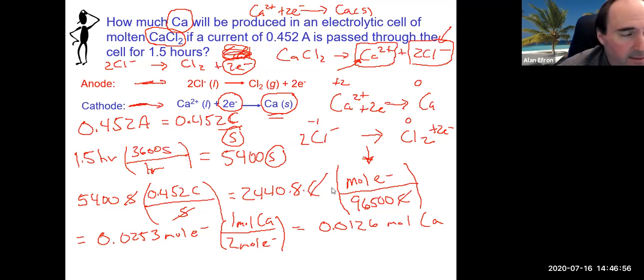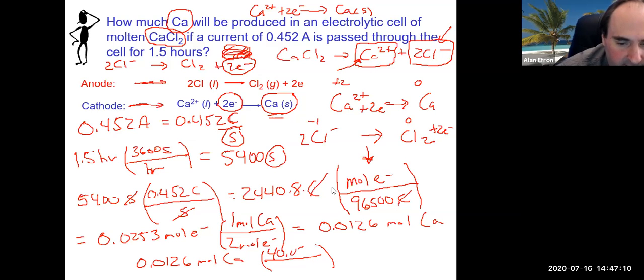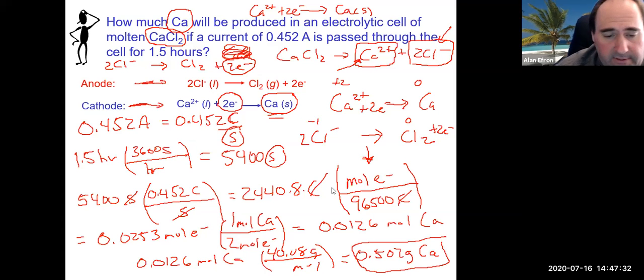moles of calcium. Now, if we want the grams of calcium, we're going to take our 0.0126 moles of calcium. We're going to multiply it by the molar mass of calcium from the periodic table, 40.08 grams per mole, I believe. Gives us something like 0.5 grams of calcium would be produced in this cell. So if I ran the cell for 1.5 hours at that amperage, I should produce about 0.5 grams of calcium. Any questions on any of those steps there?